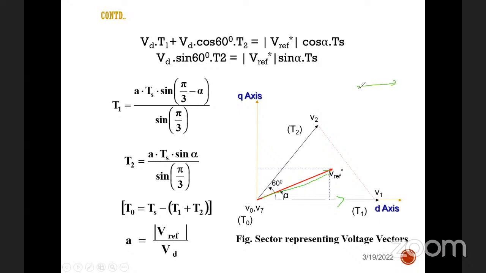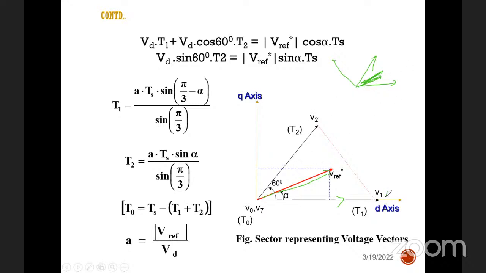We only have the options 0, 60, 120, but I want a vector at some angle, 30 degrees for example. I want to get a vector at 30 degrees with 0.5. I will tell you only the logic in this class because time is not permitting. If possible, in the coming classes or on some other day, I will tell you what this SVPWM technique is. Here I am telling just the logic.